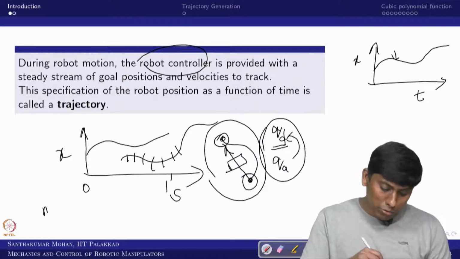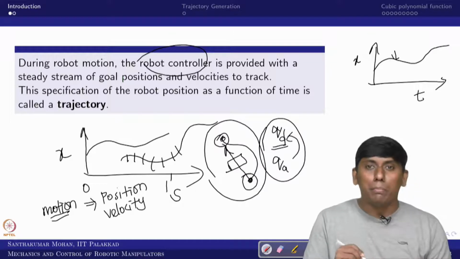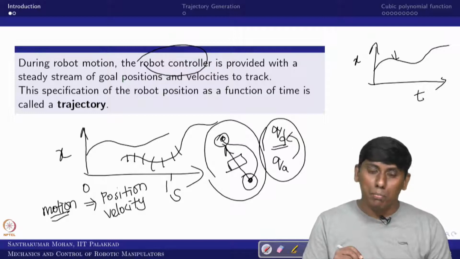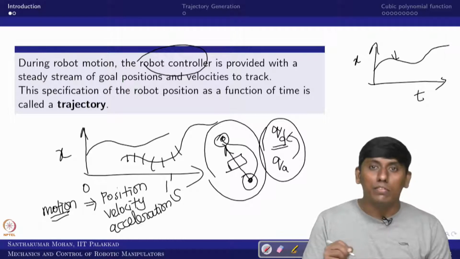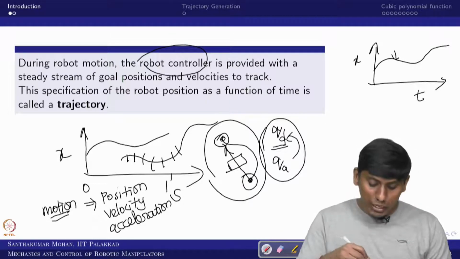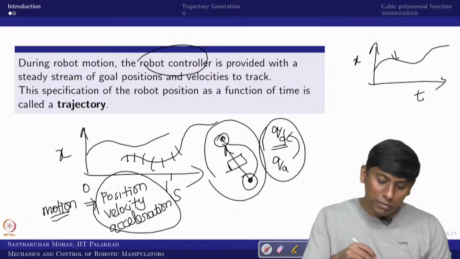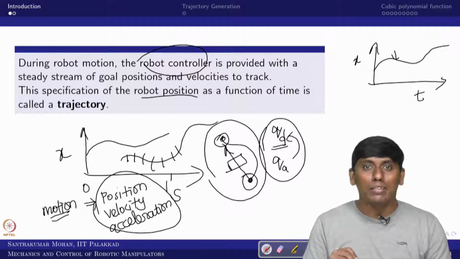Now we are talking about motion. What we bother about is the position and its derivative, which is velocity. These two things are very important. Even if you are going to a dynamic level, the desired acceleration is also important, so acceleration is the third part we are bringing in. So for that we are going to specify the robot position as a function of time. That is what we are going to call a trajectory.